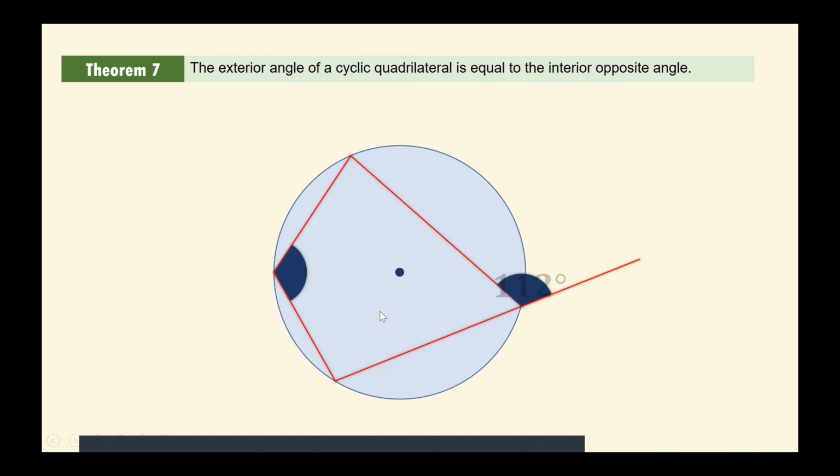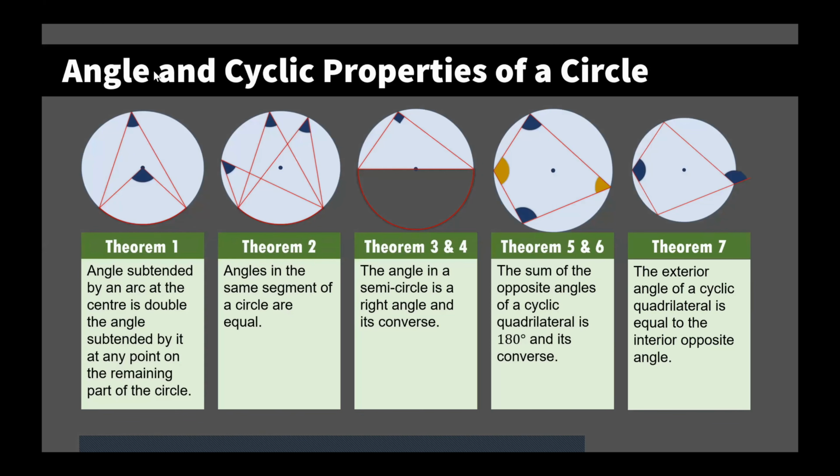So if an exterior angle is 112 degrees, the interior angle which is opposite to this exterior angle will also be 112 degrees. So these are all the angle and cyclic properties of a circle. I hope you have understood them clearly. Once you have learned these properties, you can apply them to the questions given in your exercise.